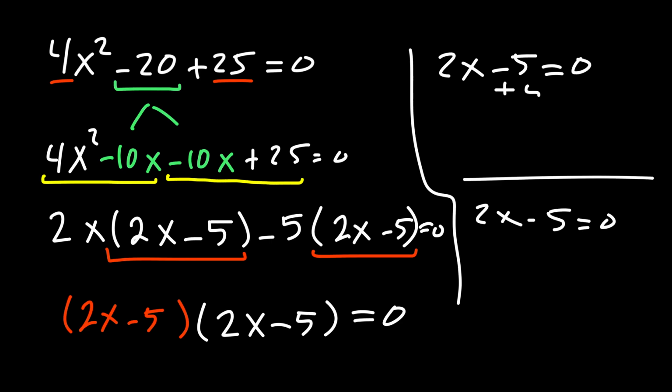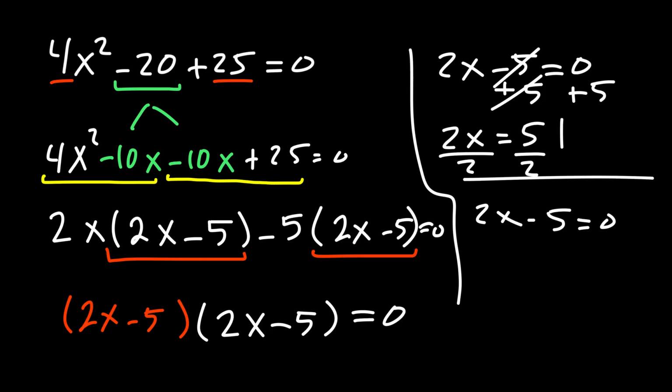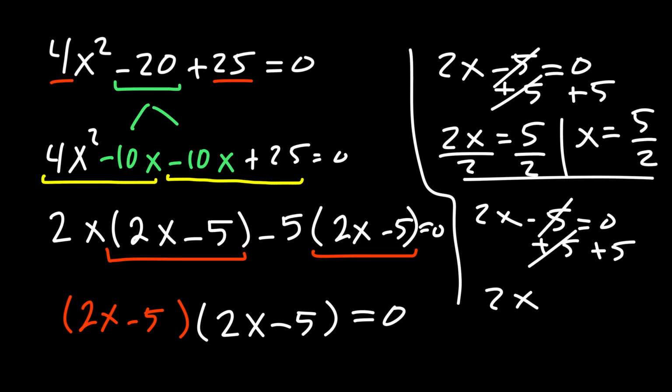So let's start with the first one. We will add plus 5 to both sides, so this will cancel out. So 2x equal 5. Divide both sides by 2. So in this case, x will be 5 over 2. The second equation, also we have to add 5 to both sides. These will cancel out. So 2x equal 5. We have to divide both sides by 2. This will cancel out. So x again equal 5 over 2.